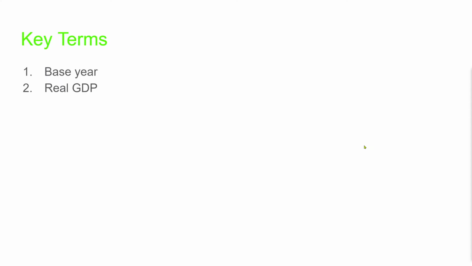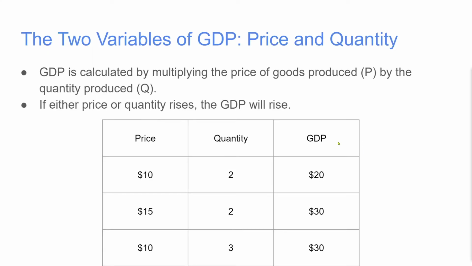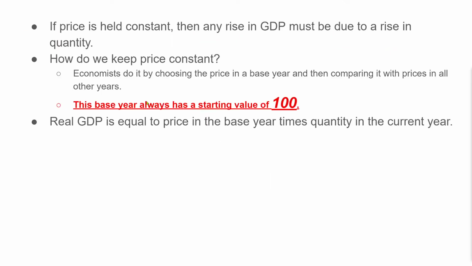We have two key terms here, base year and real GDP. The two variables of GDP are just price and quantity, which we've been using for a long time now. GDP is simply calculated by taking the price of a good and multiplying it by the quantity. That's all you've got to do. So if price is held constant, then any rise in GDP must be due to a rise in quantity. And how do we keep price constant?